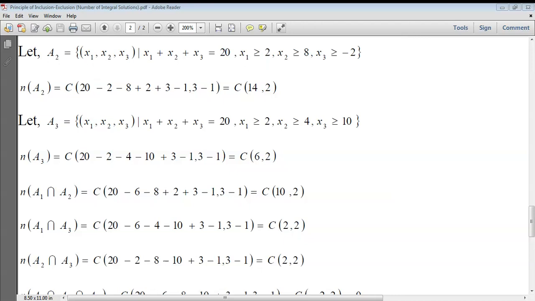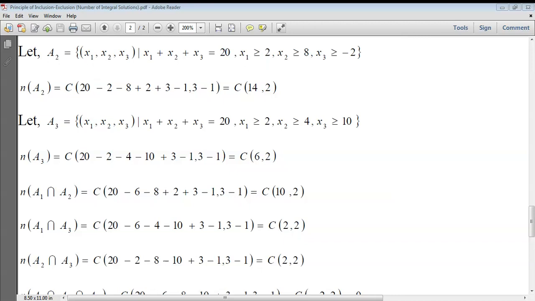So the number of solutions will be C of 20 minus 2 minus 8 minus of -2 plus 3 minus 1, C3 minus 1. Okay, so 20 is the right hand side of x1 plus x2 plus x3, 2 is the right hand side of x1, 8 is the right hand side of x2 and -2 is the right hand side of x3. Okay, and the number of y's will be 3. So it will be 14C2.